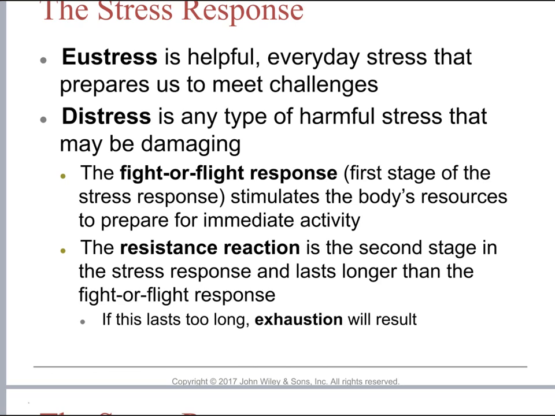This is chronic stress, so the fight or flight response, which is the first stage of the stress response, stimulates the body's resources to prepare for immediate activity. So a constant state of stress, right? It puts in a negative response, a constant exposure to cortisol, trying to negate the stress response, and as a result, we get this resistance reaction. This occurs in the second stage in the stress response and lasts a lot longer than fight or flight. If it lasts too long, exhaustion will result.